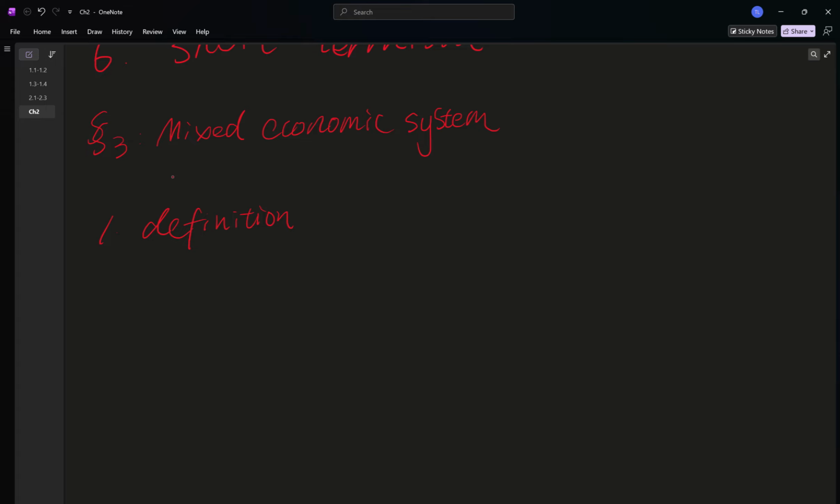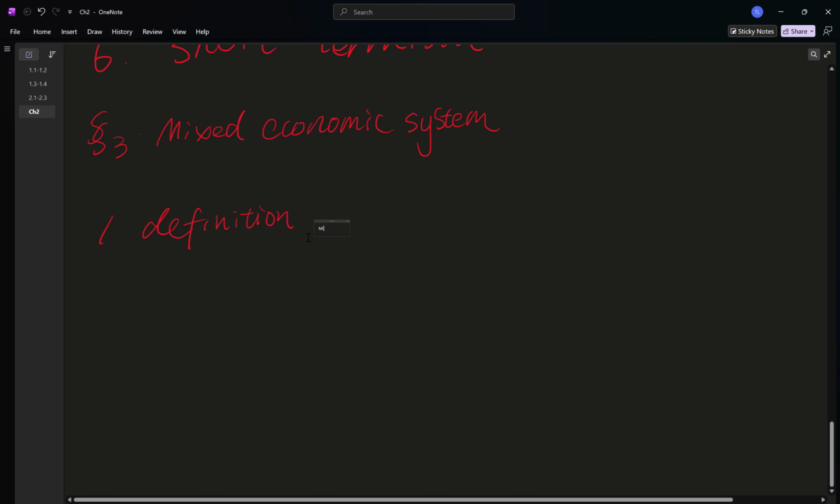You probably don't know, most countries in the world are mixed economic systems. Like America is a mixed economic system, China is a mixed economic system. No pure market economic system, no pure planned economic system. I mean, even North Korea might not be purely a planned economic system. Let's give the definition right here.